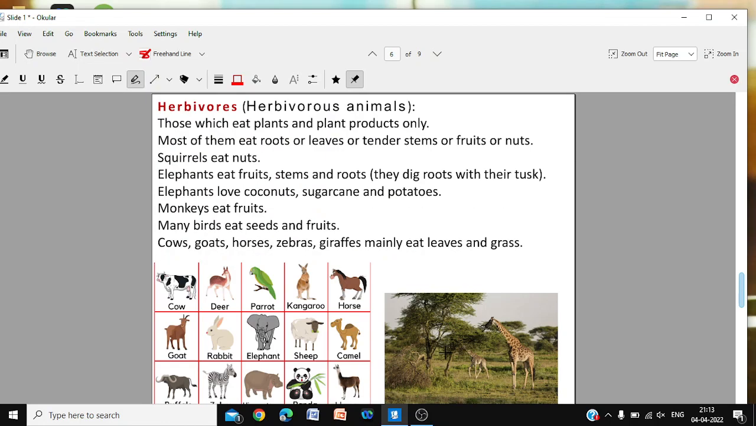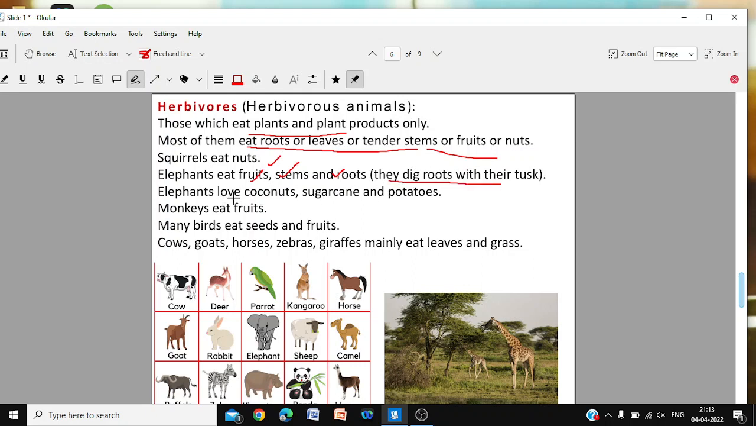Now let's see what animals eat. There are animals which eat only plants and plant products. We call them herbivores or herbivorous animals. Most of them would be eating roots, leaves, or tender stems, fruits or nuts. Squirrels mainly eat nuts. Elephants, they eat fruits, stems, and roots. They dig their roots with their tusk.